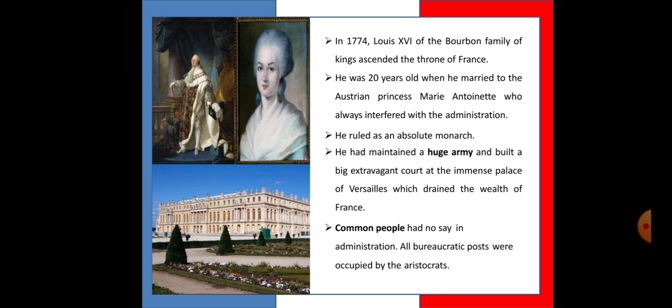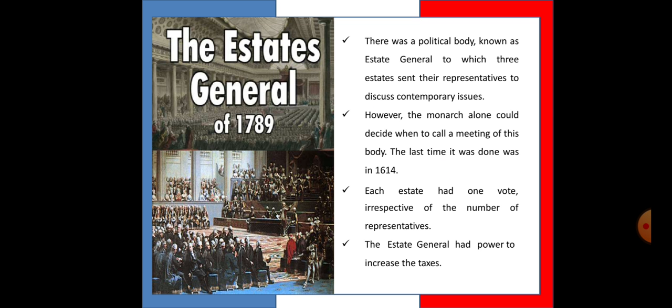Common people had no say in administration. Common people were not having any interference with the administration. Only the bureaucratic people, the aristocrats, were occupied. There was one Estates General. We are going to talk about the Estates General of 1789. Estates General means it was a political body in which 3 estates sent their representatives to discuss the issues. As we have discussed about the 3 estate system of France, the French community was divided into 3 estates, 3 categories: first estate, second estate and third estate. Each estate could cast one vote and no other people had the right to cast a vote.